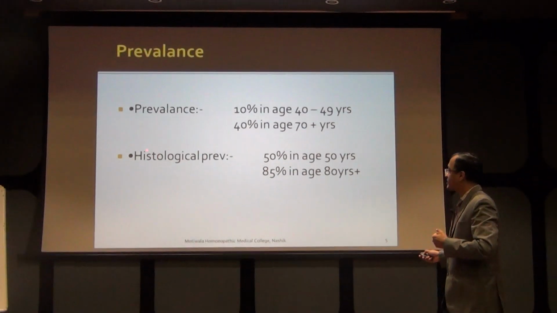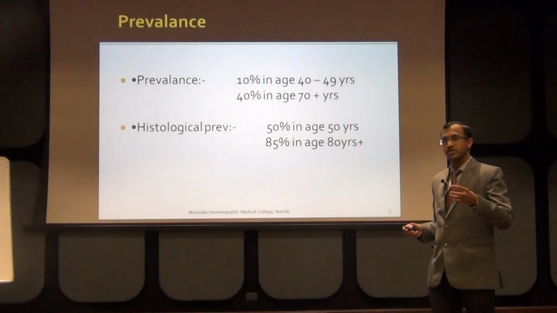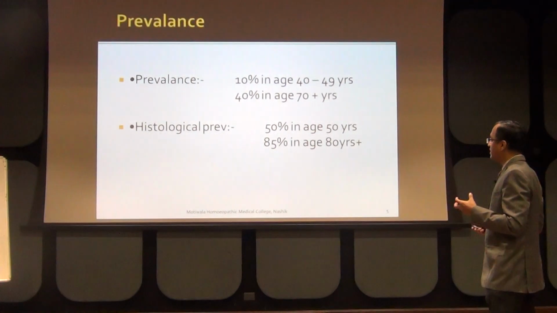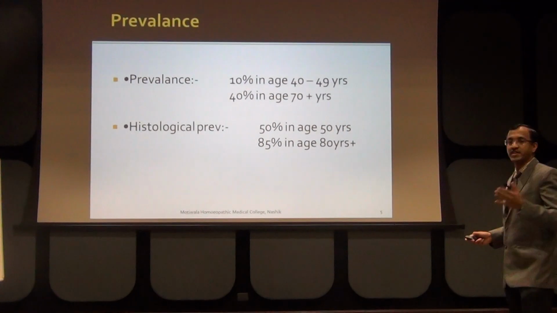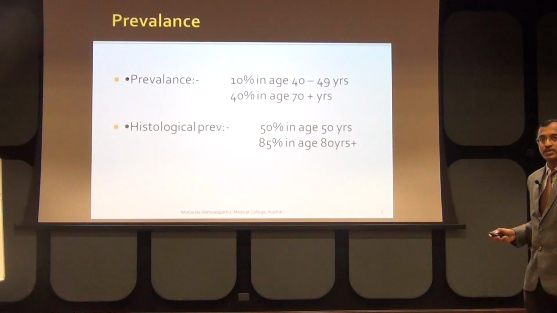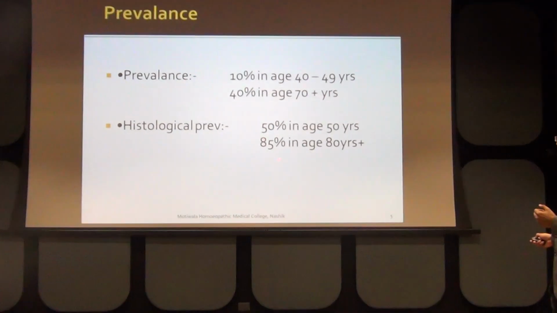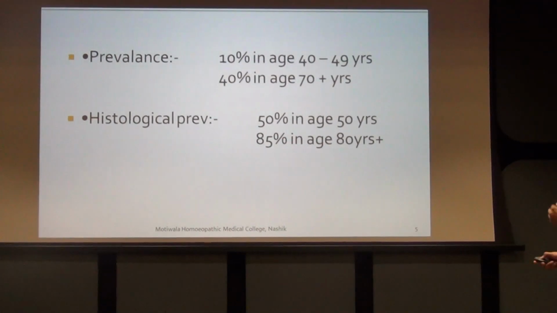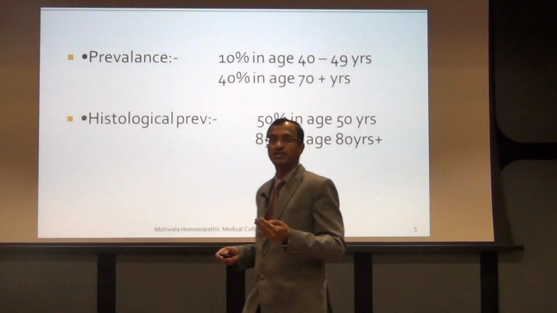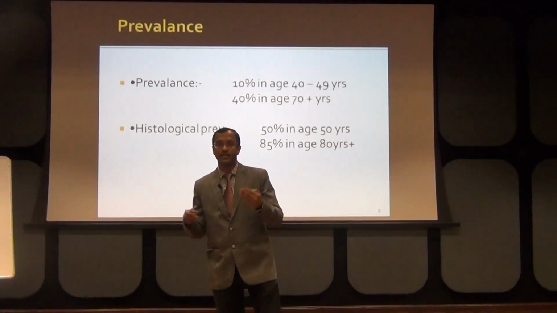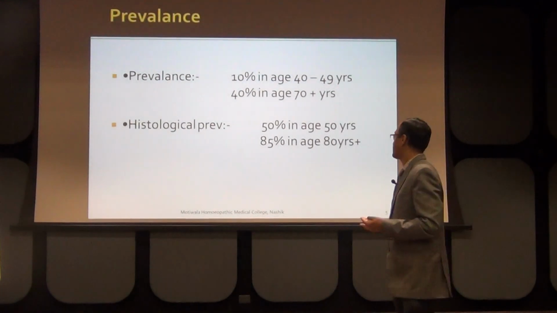If we talk about the histological prevalence, so as to study the histopathological appearance and to diagnose, 50% of the people in the age group of 50 years will be diagnosed as having benign prostatic hypertrophy, whereas 85% above the age of 80 years have the condition where we can histopathologically diagnose it as benign prostatic hypertrophy.